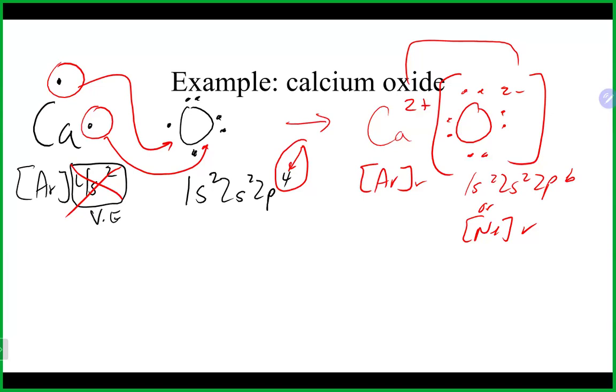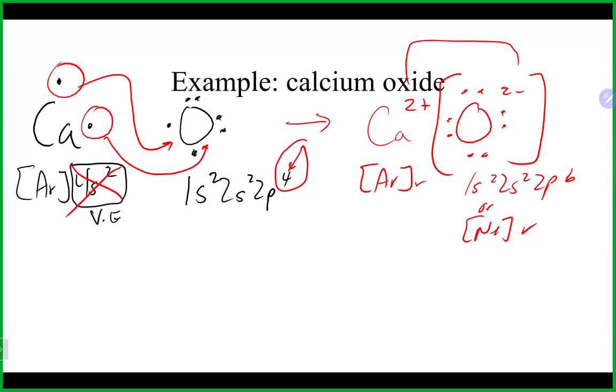Do calcium and oxygen become argon and neon? They do not. A reminder that what we're talking about here is they just end up with the same electron configuration as the noble gases. Remember, it's the protons that are most important. So we don't touch anything with the protons here. They don't change. So they're still calcium and oxygen, but they just have a much better electron configuration than they started with in this case. Any questions on that there?